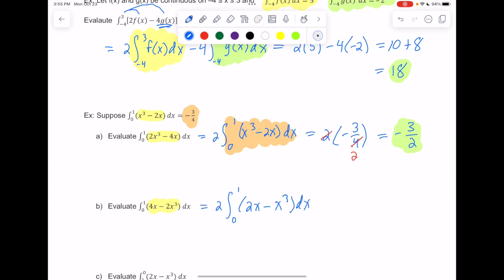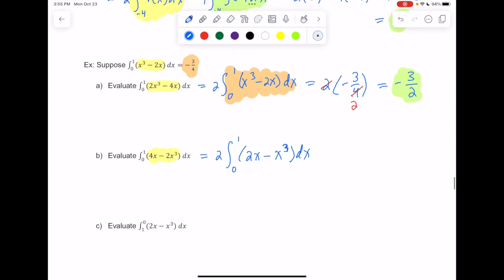So now the issue is the inside piece is not written in the same order that it was up above. But remember, you can reverse the order of a subtraction by factoring out a negative. So I'll factor a negative out front with the -2. That reverses what's inside. It becomes x cubed minus 2x. Now the inside matches what they gave us up top.